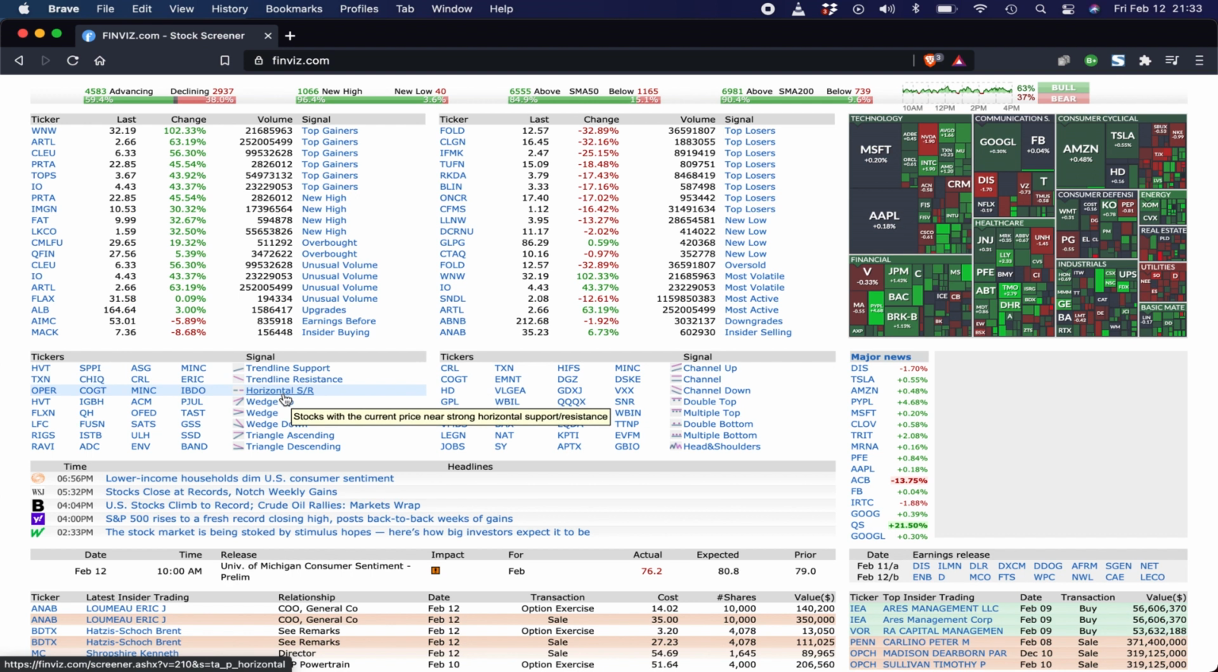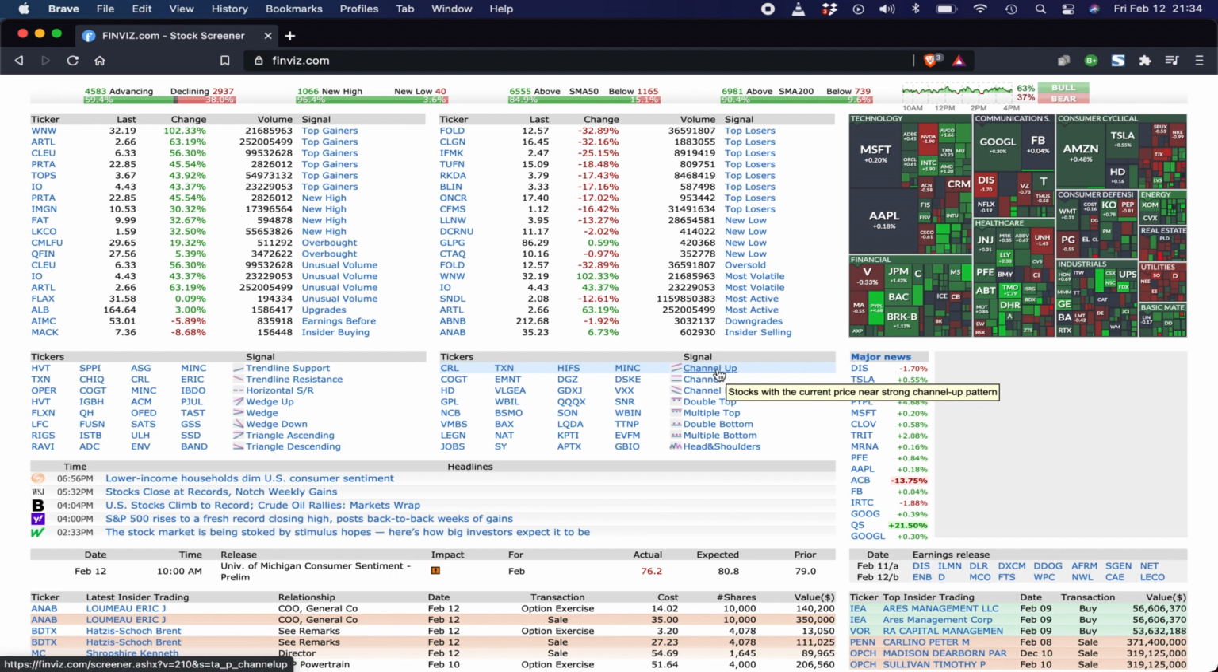Horizontal support and resistance, these are the stocks with the current price near strong horizontal support and resistance. Again, you have to look at the chart to see whether they are near support or resistance and then build your trading strategies around it. But once you get into the signal, once you pull up some of those charts, you will see what I mean. And again, you can also look at channel up, channel, and channel down. These are fairly similar to the support and resistance. Channel up is nothing but stocks that are in an uptrend, and you can see the current price is near the strong channel up pattern.